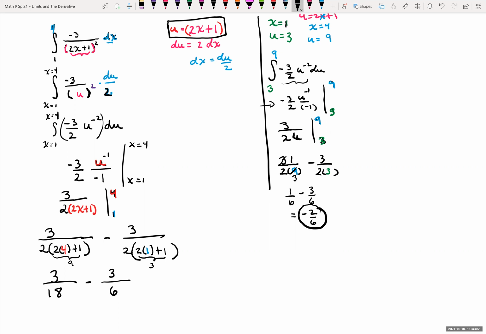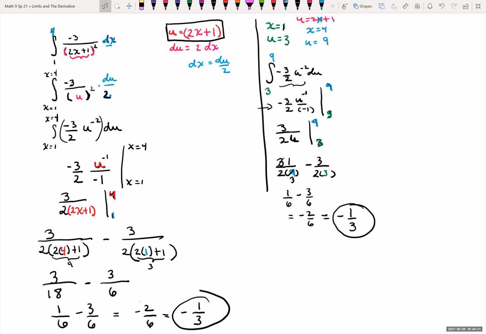Let me reduce this a little bit. So this 3/18 is 1 over 6 minus 3/6, which is -2/6. So we get the same, and I'm surprised I didn't notice this. You need to reduce your fraction. So it's just a -1/3, which is the same thing as -2/6.